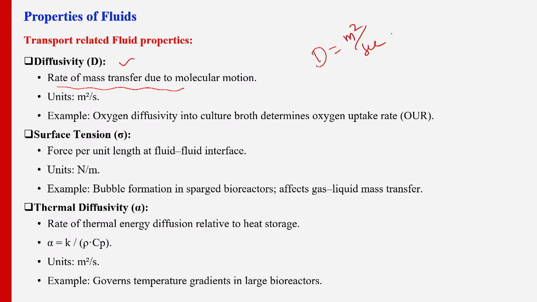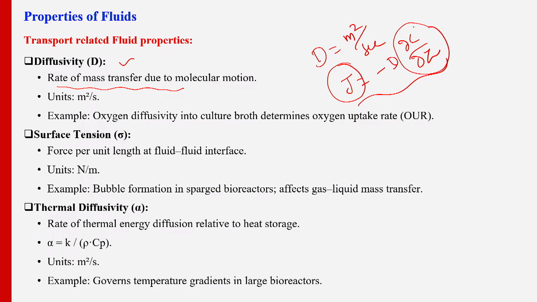Here is the very famous Fick's first law: J equals minus D dC by dZ. This is the famous Fick's law, where J is the mass flux and dC by dZ is the concentration gradient. When you want to replace the proportionality, we use D. This D is called diffusivity, and the unit is meter square per second.